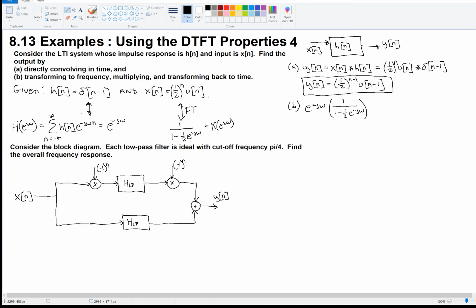Okay, now this is Y, the Y spectrum. So now we have to inverse transform that. Well, do you remember the time shift property?